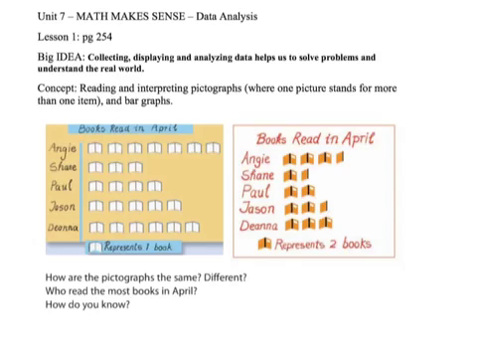conclusions, and we could include perhaps a difference. So we could say that Angie read 4 more books than Shane. Angie read more books than, or read the same number of books as Shane and Paul together. Those are the kinds of conclusions that we can make based on the data, the things we can figure out from looking at the graph and determining what it's showing.